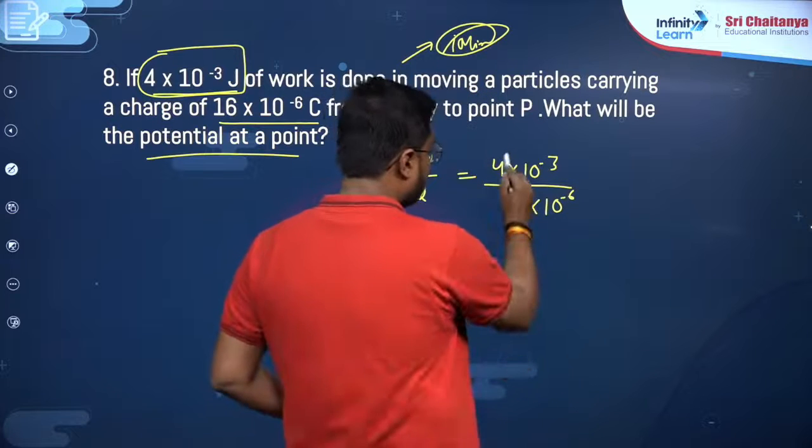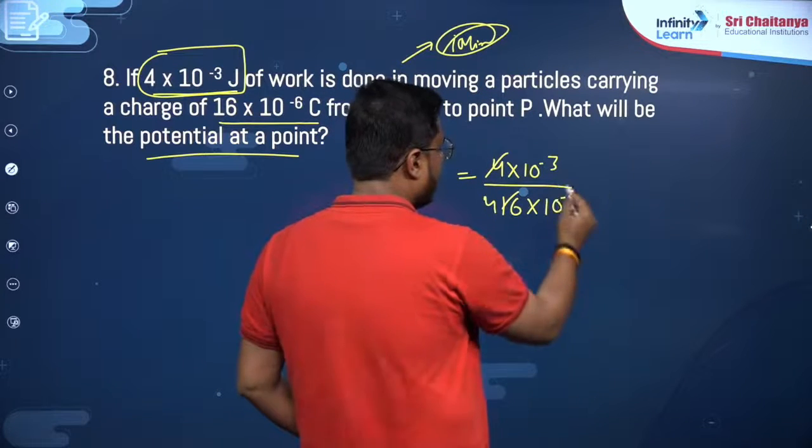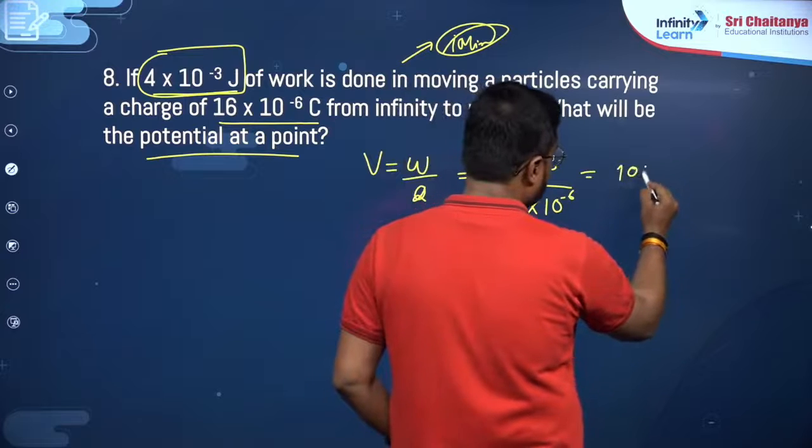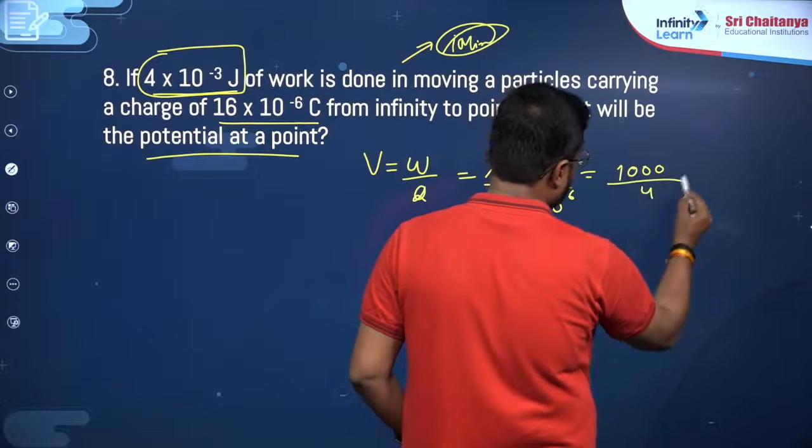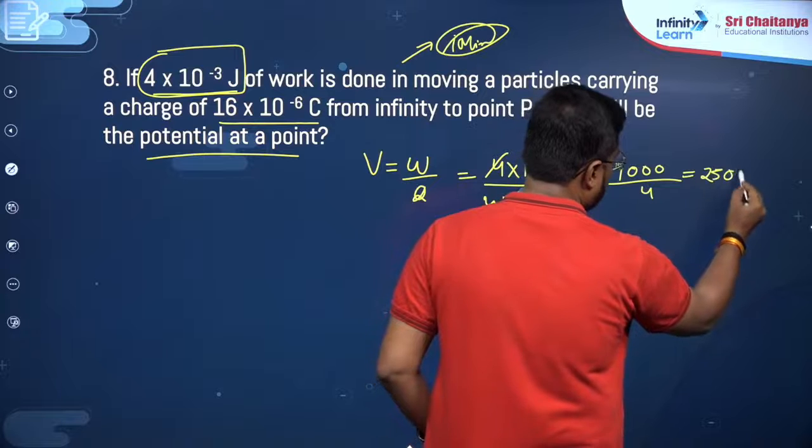So how can you solve this? This will be 4, correct? 10 to the power 6 goes up, that will become 10 to the power 3. So I can say that 1000 divided by 4. The answer will be 250 volt.